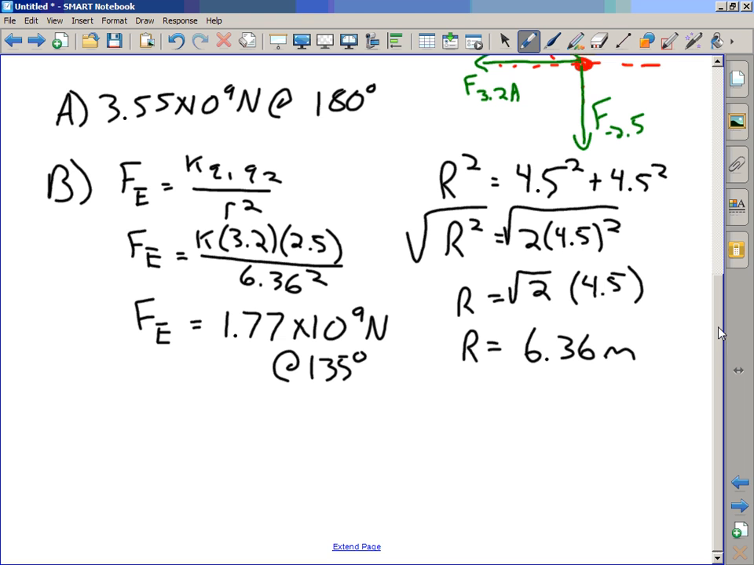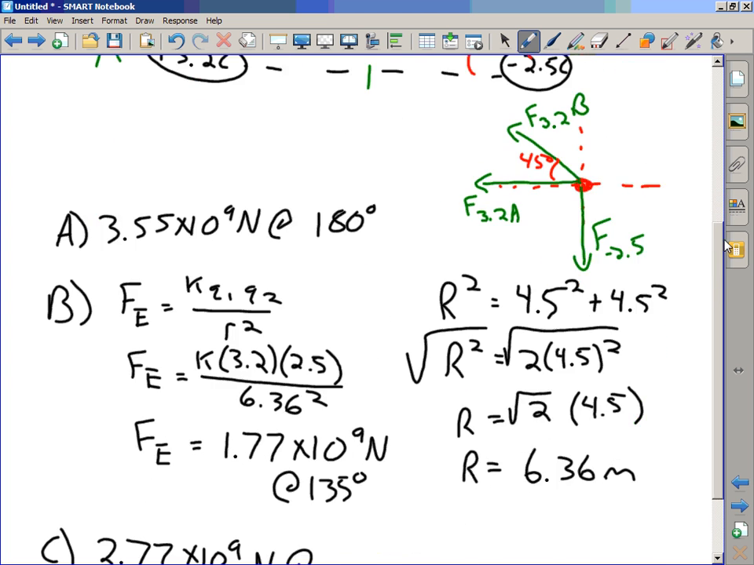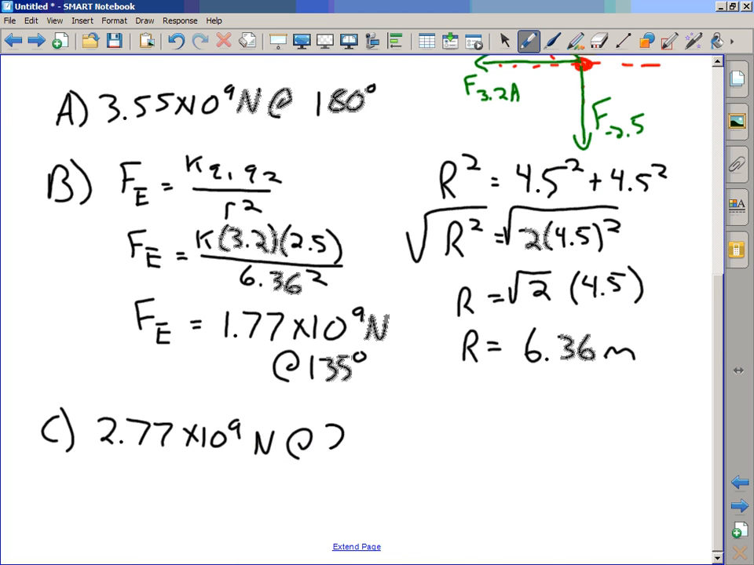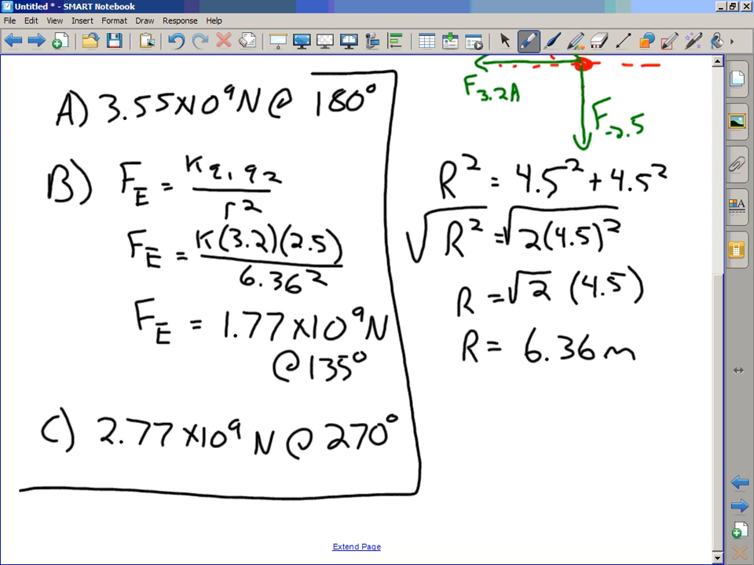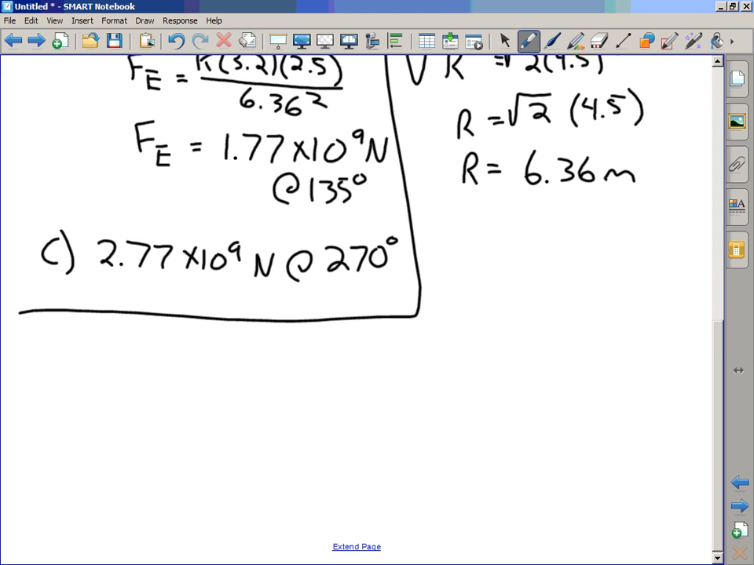And now we need C. And C we already figured out was 2.77 times 10 to the 9th newtons at, back up, 270, right? Because it's propelling. 270 degrees. Are you okay with these forces? Yeah, so here are the vectors we're going to use. Divide into components, add x's, add y's, Pythagorean theorem, inverse tangent.